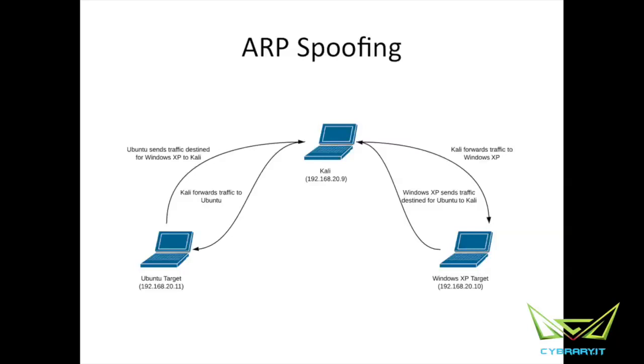So I've got a little diagram here. So here's my Kali, here's my XP, and here's my Ubuntu. So Kali in the middle. So what we're going to do is tell these machines, in the case like this of the FTP request, we're going to tell both Ubuntu and XP that we are the other one. So they should just talk to each other, but instead they're going to send all their traffic through us on Kali, and we're going to forward the traffic accordingly, so they'll still be able to speak, but we'll be able to see all the traffic.